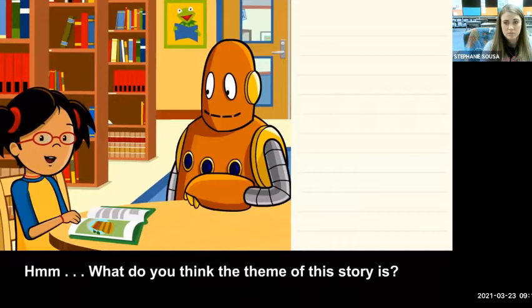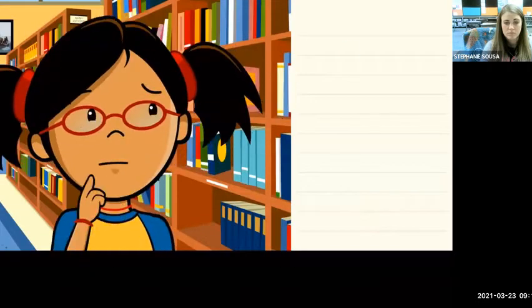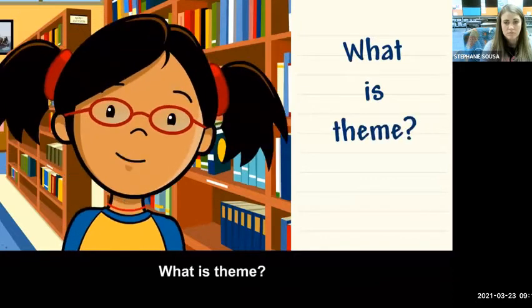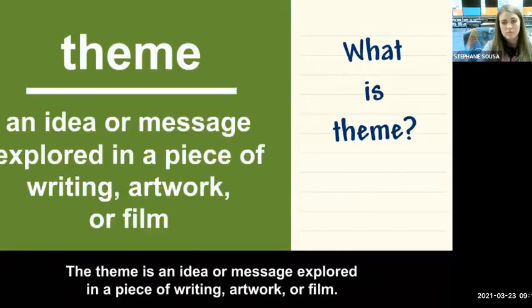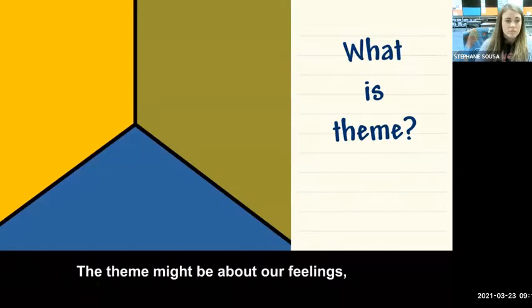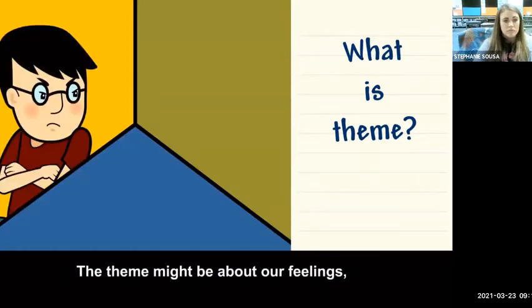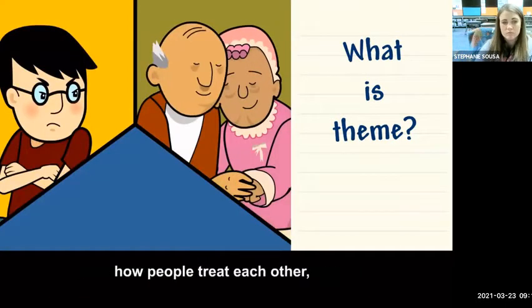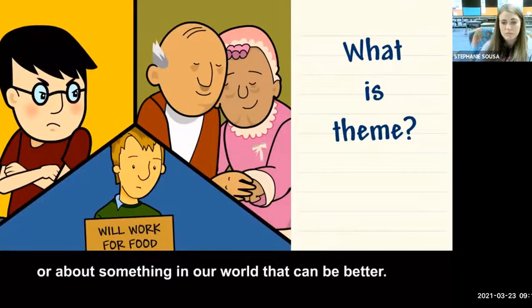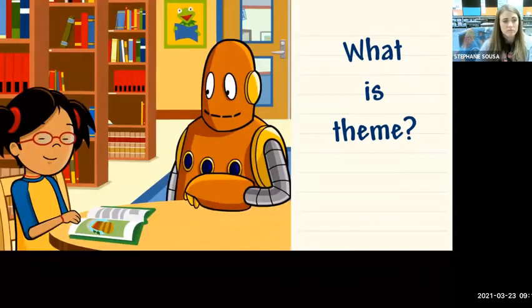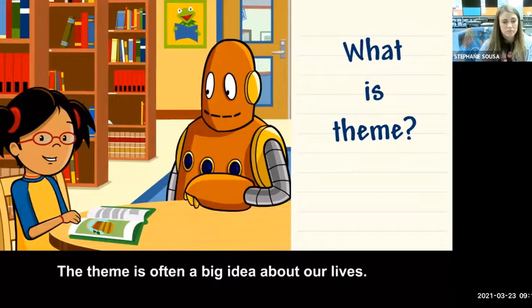What do you think the theme of this story is? What is theme? The theme is an idea or message explored in a piece of writing, artwork, or film. The theme might be about our feelings, how people treat each other, or about something in our world that can be better. The theme is often a big idea about our lives.